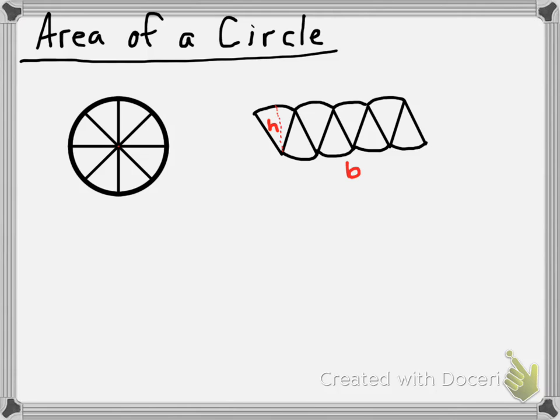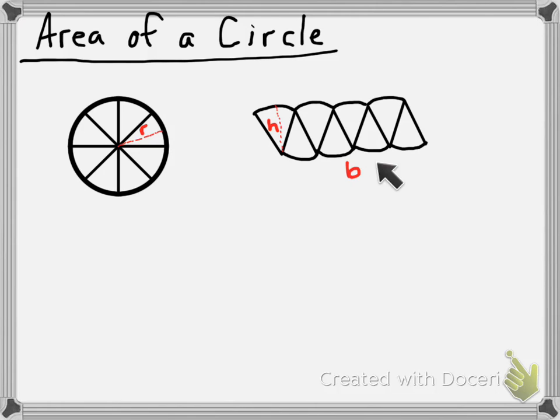Okay, well, the height's fairly simple. The height just went from the outside right into the point which is in the middle. So that means that the height would be this line right here. And what do we know that that line is called? It's the radius. Okay, so we know that the height of the parallelogram is the same as the radius of the circle. Okay, now what about the base?